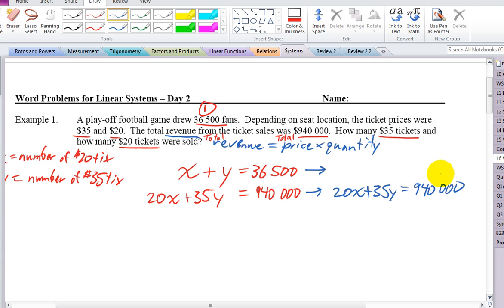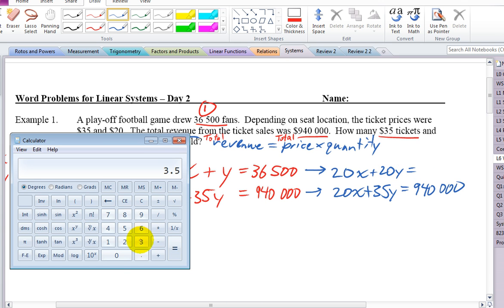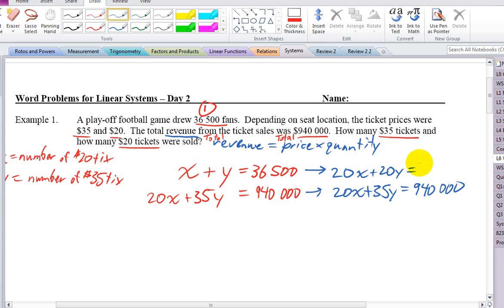So what do you want to multiply the top one by? Jordan? 20. Sounds good. Your choice. Could have been 20 or 35. He said 20. So we'll go with that. So you're going to get some large numbers here. Be careful. Make sure you have the correct number of zeros.